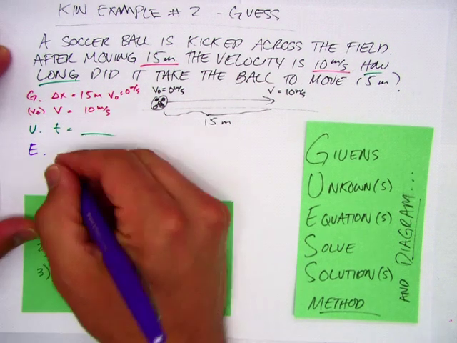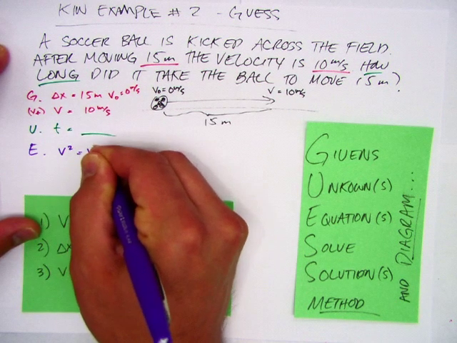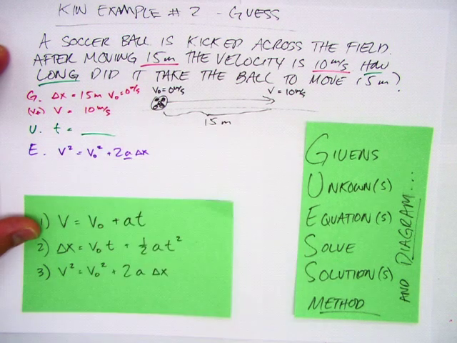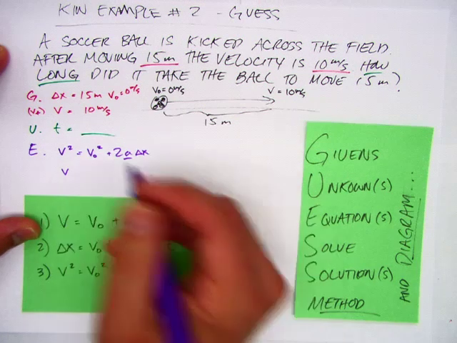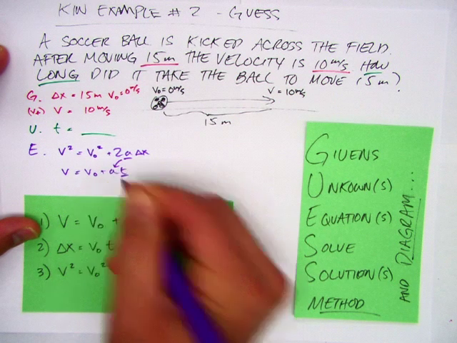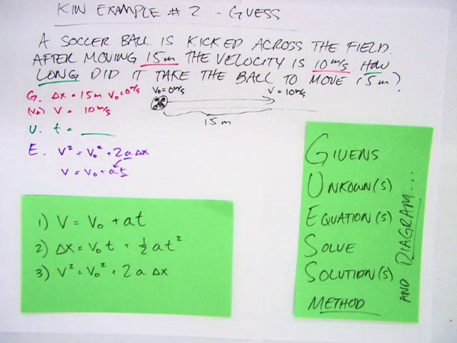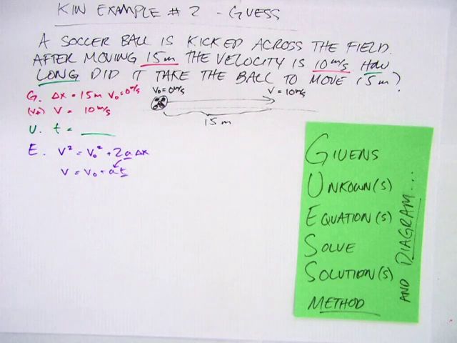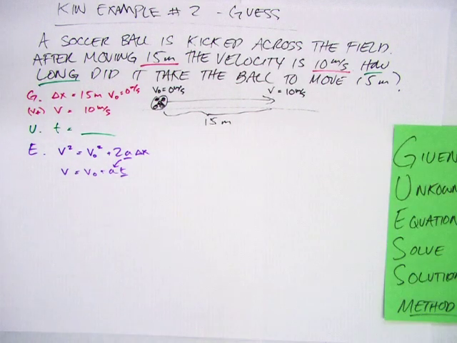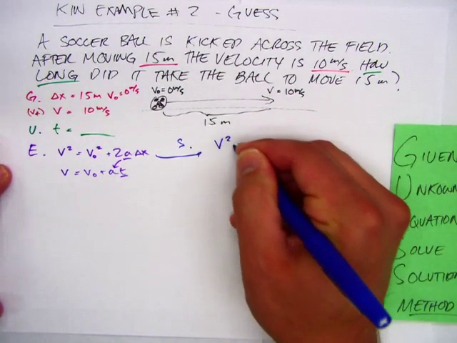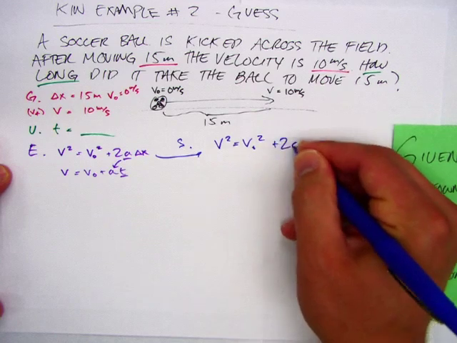So I'm going to start with equation 3. V squared is v naught squared plus 2a delta x. I'm going to use this to solve for a, and then I'm going to use the second one, v equals v naught plus a t, plug in this a, and solve for t. All right, two-step problem. Makes it a little more difficult. All right, so let's do my solving in blue. So I'm going to take this over here.